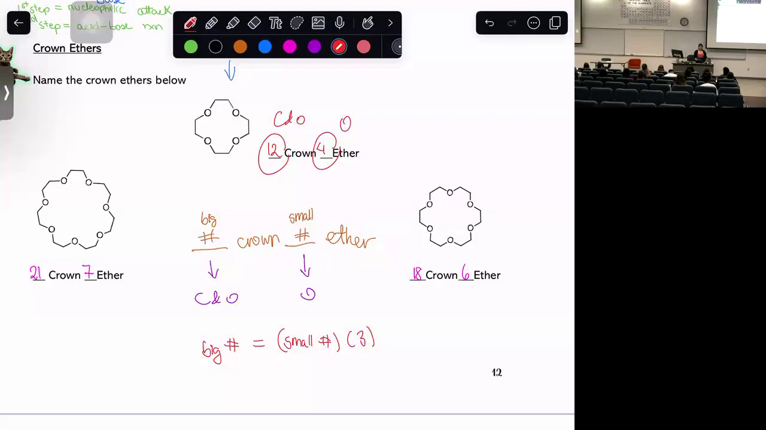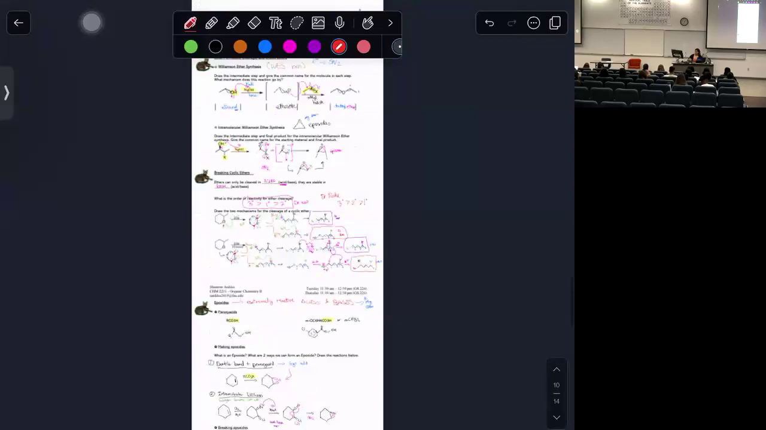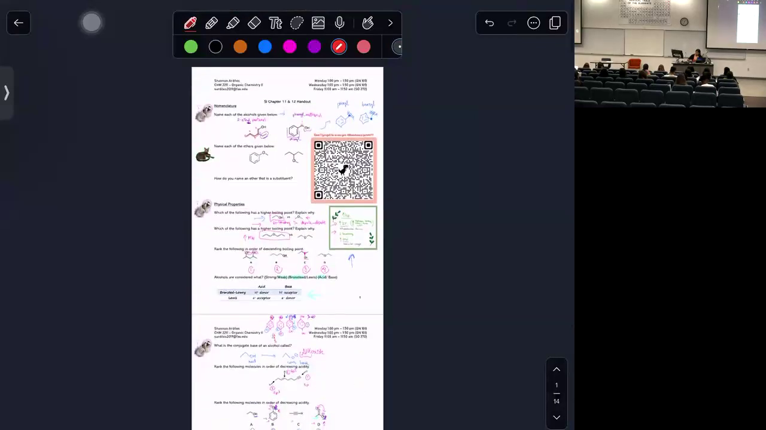And that's it. That's all you have to do for crown ethers. And there's only going to be one question on crown ethers. Yeah, I know. Everyone's favorite, but it doesn't get tested as much. But okay, that's not a specific kind of ether. Now let's just talk about our normal ethers. So for that, we're going to go to the very beginning of the handout, page 1, because we skipped that part initially.